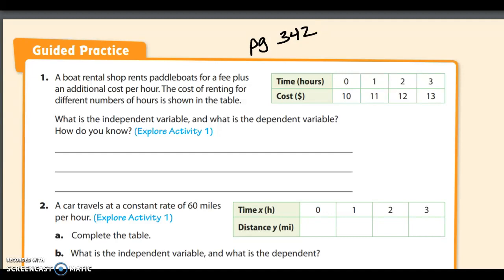You can see the first variable is time, and it goes from 0 to 1 to 2 to 3, and the second variable is cost, and it goes from 10 to 11 to 12 to 13. Number 1 reads, what is the independent variable and what is the dependent variable, and how do you know? Well, which one would depend on the other? One of these things will happen regardless, whether you even rent a paddle boat. Time will pass. So time is the independent variable.